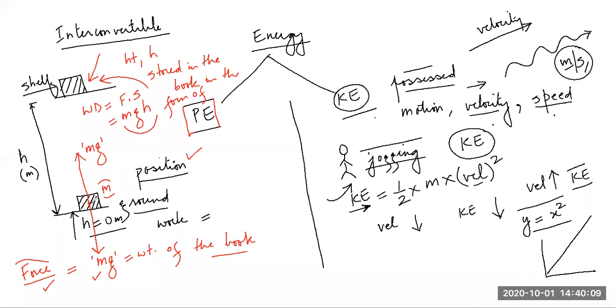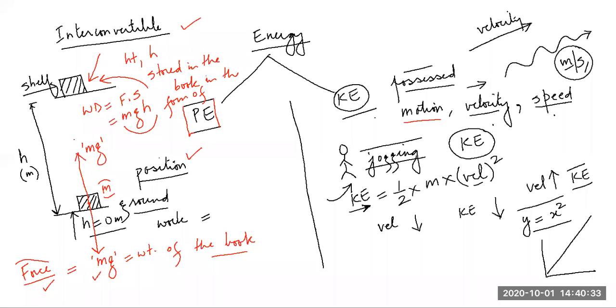If the book is here only, it has no potential energy, right? If the book is here, it has half the potential energy it has here. If you take it at 2h, the potential energy will again become 2mgh. So potential energy is because of height. Kinetic energy is because of velocity, but they are interconvertible.